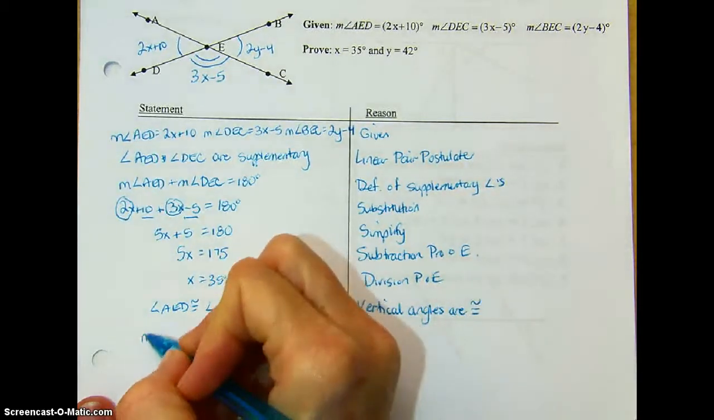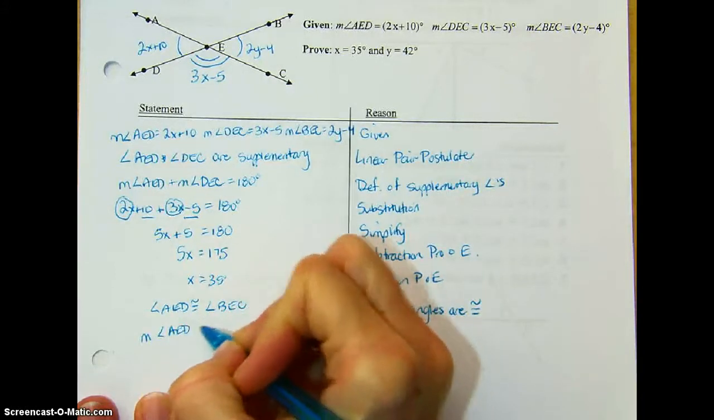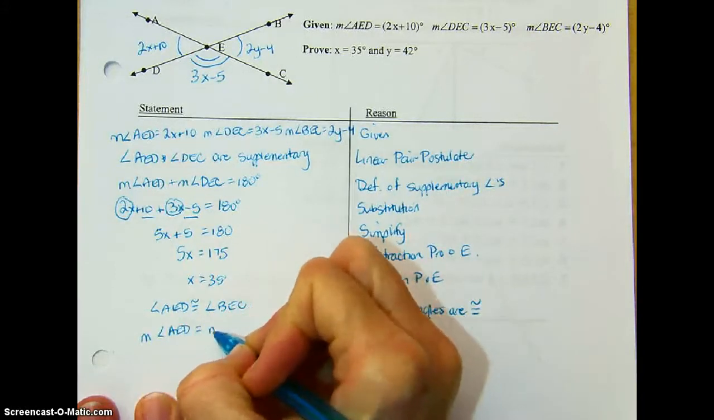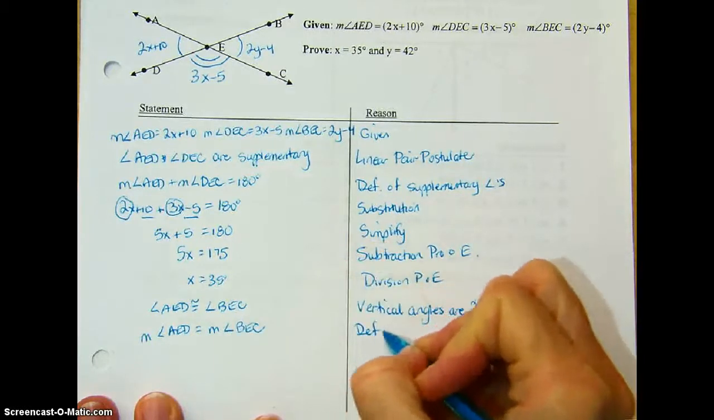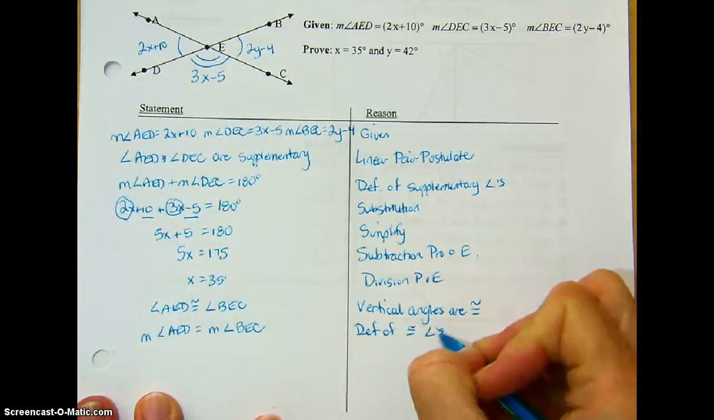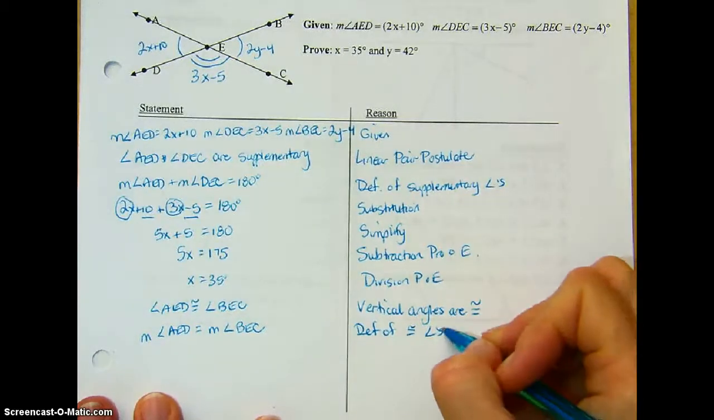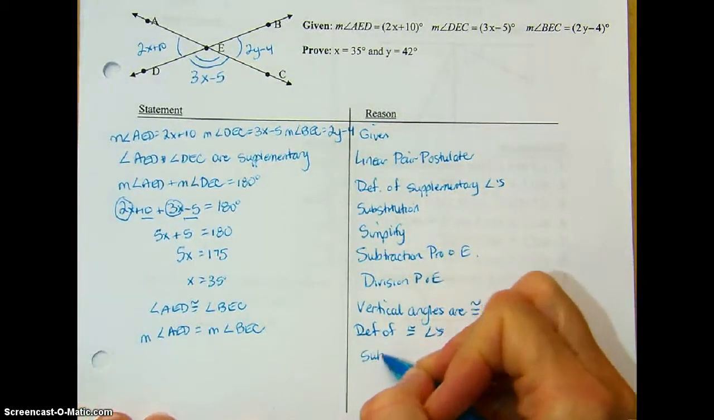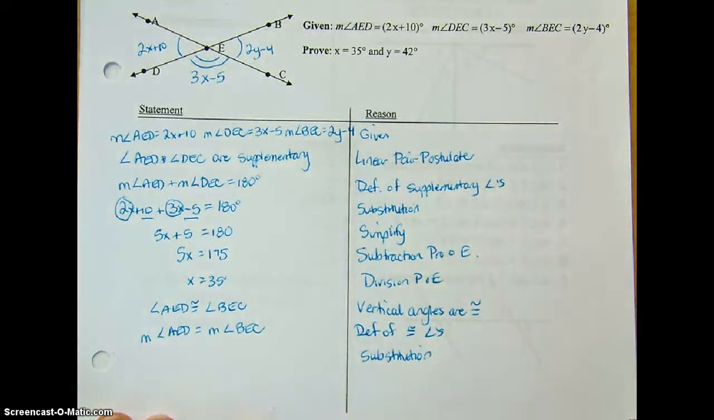Then we can jump into the measures are equal, and remember, just like we did with the segments, if the angles are congruent, then the measures are equal, and that would be the definition of congruent angles. From here, we're just going to jump into, now what's the next one? Substitution. And I'm going to be quiet, and you guys are going to finish this up.